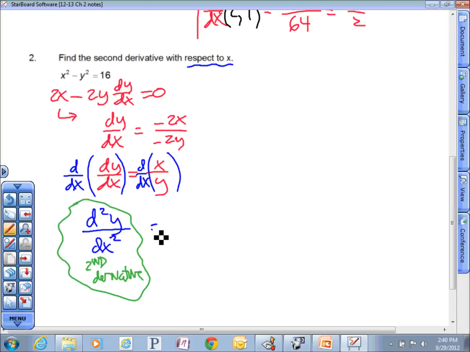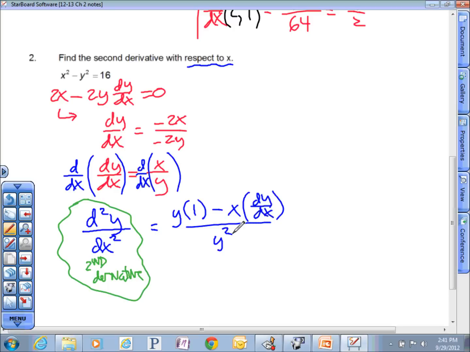Well, on the right side, take the derivative like you always have. We're going to need quotient rule. So low would be y, d high would be 1, less high would be x, d low would be dy over dx, square the bottom and away we go.